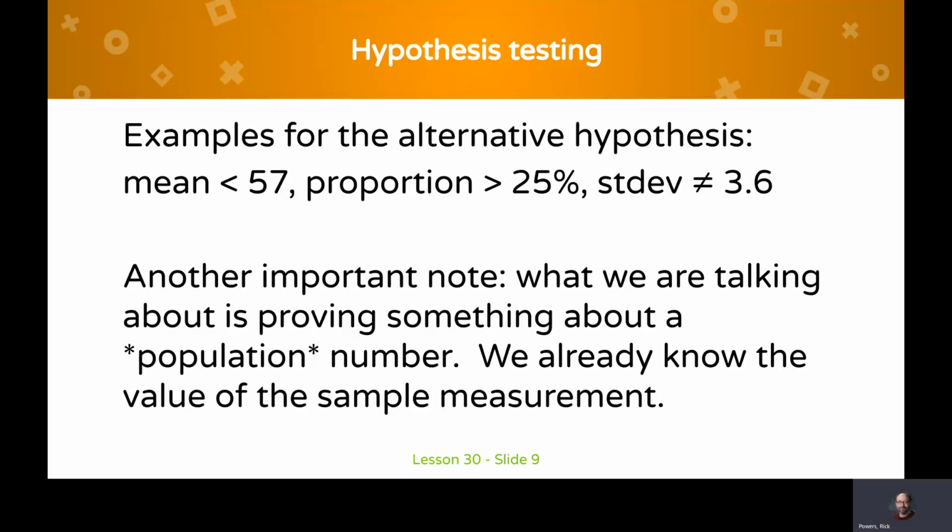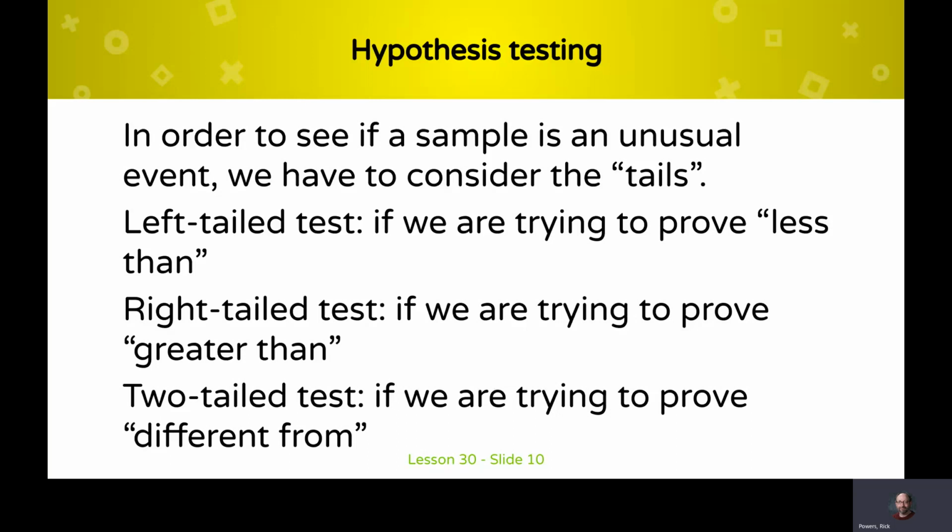Another important note, what we are talking about is proving something about a population number. We already know the value of the sample measurement. In order to see if a sample is an unusual event, we have to consider the tails. Left-tailed test if we're trying to prove less than, right-tailed test if we're trying to prove greater than, two-tailed test if we're trying to prove different from or not equal to.